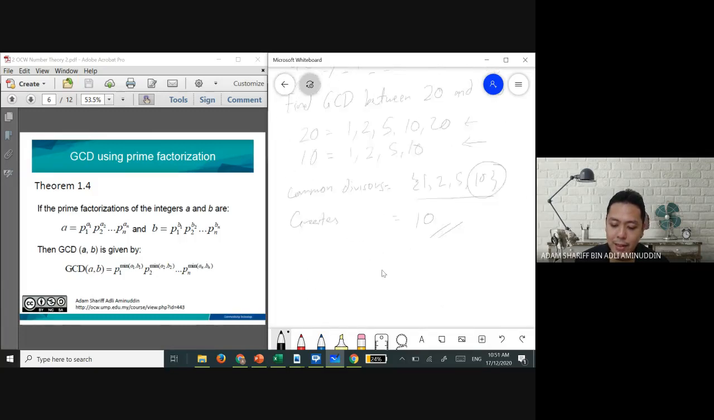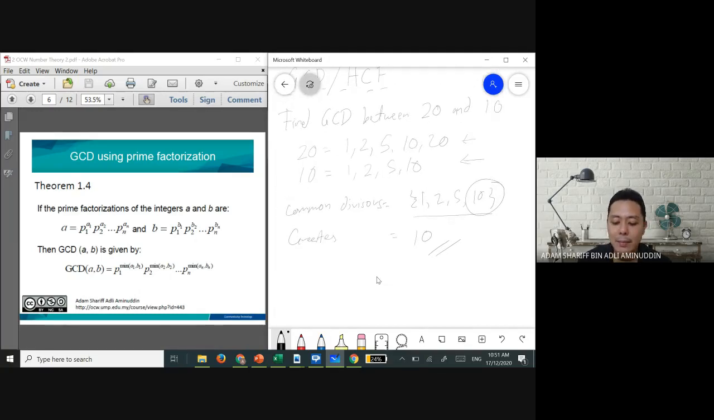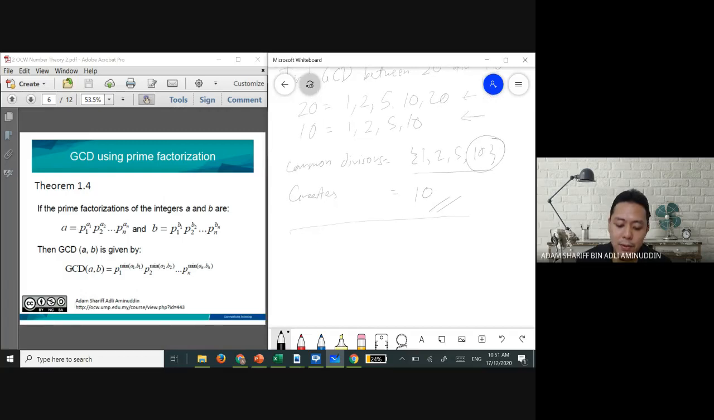Okay, so ini alamak. Okay, saya menggunakan contoh yang sama. Find the GCD between 20 and 10, but this time I want to use prime factorization. By using prime factorization, you need to factorize 20 and 10 into prime factors first. Prime saja. 20 sama dengan 2 kuasa 2 darab 5 kuasa 1. 10 is 2 to the power of 1 times 5 to the power of 1.